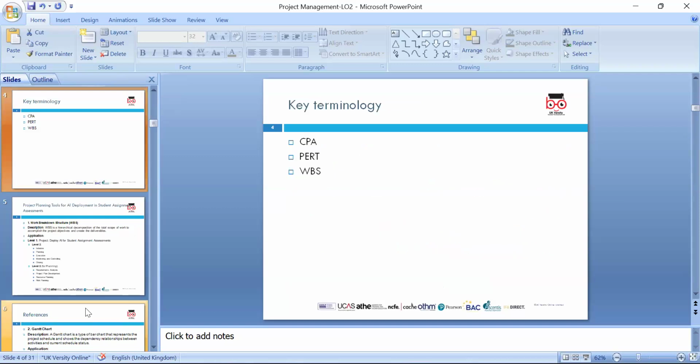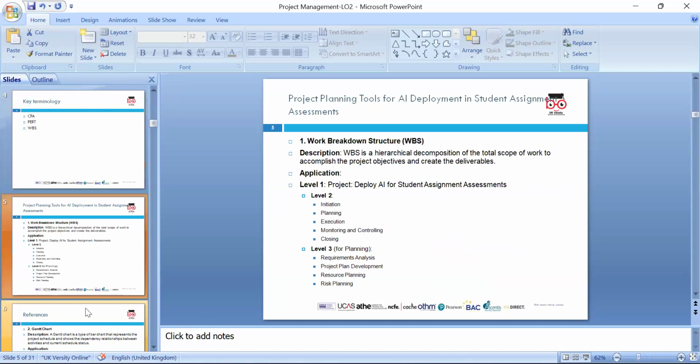CPA, critical path analysis, program evaluation review technique, and work breakdown structure. We'll go through these project planning tools, with AI deployment in the student assignment, so we need to really focus. The work breakdown structure is the hierarchical decomposition of the total scope of the work to accomplish the project objective and create deliverables.